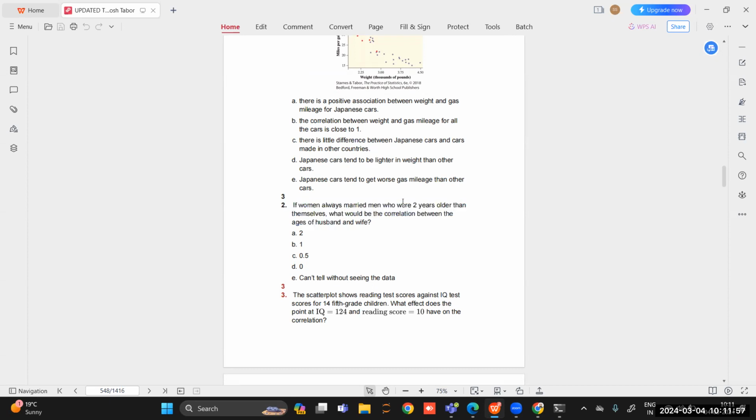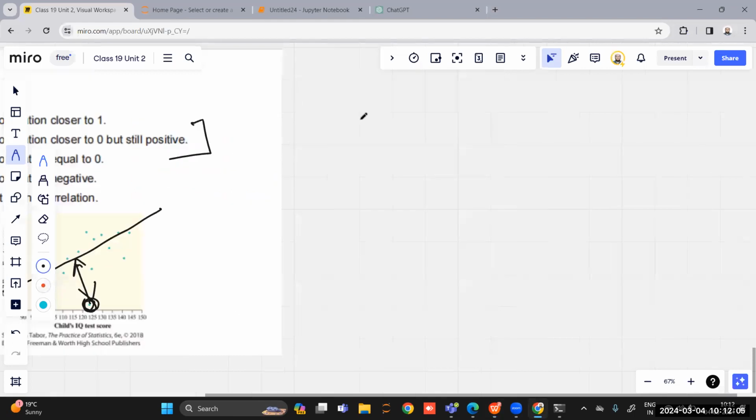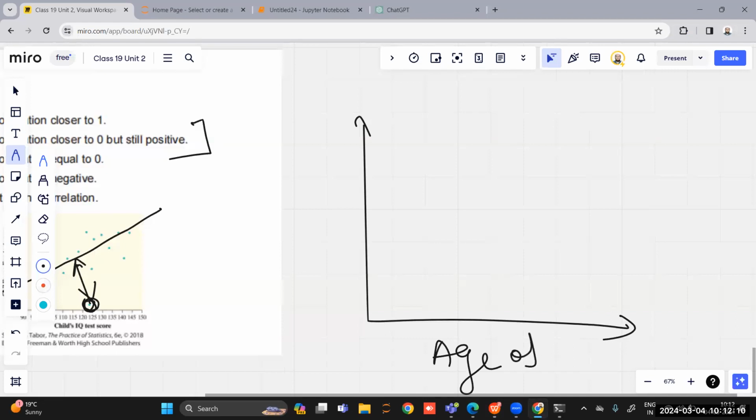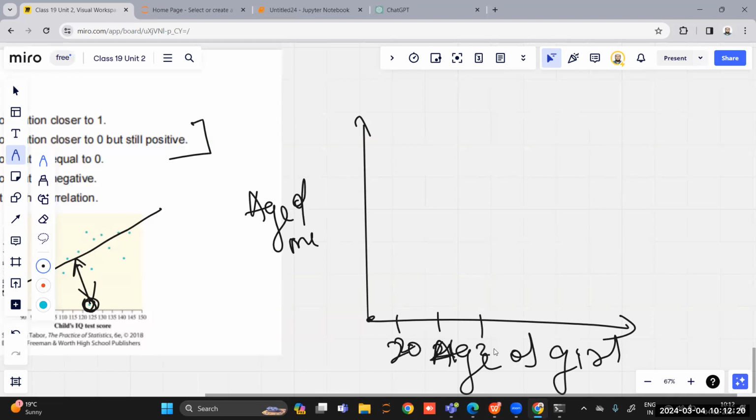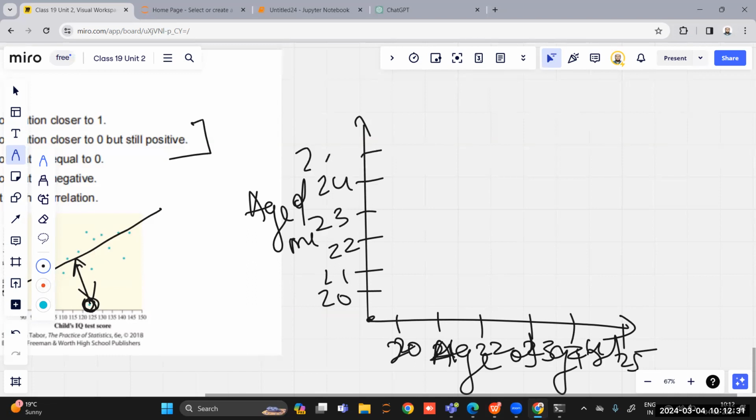What he's telling is, if the woman always married a man who was 2 years older than herself, what would be the correlation between the ages of husband and wife? For example, I'll take the age of wife, the age of girl, and the age of men. I'll start from 20, 21, 22, 23, 24, and 25. I'll require 26 also and 27 also.